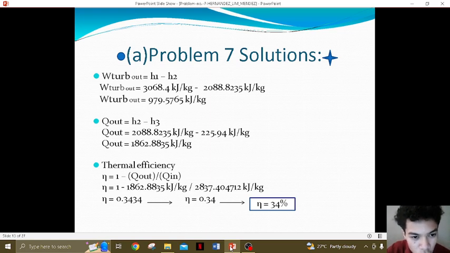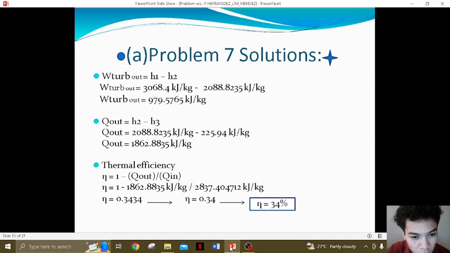Then the heat going out is equal to H2 minus H3. Same thing, you have to substitute. So Q out is equal to 2088.8235 kilojoule per kilogram minus 225.94 kilojoule per kilogram. So you'll have the answer of the heat going out, or the Q out, is 1862.8835 kilojoule per kilogram.